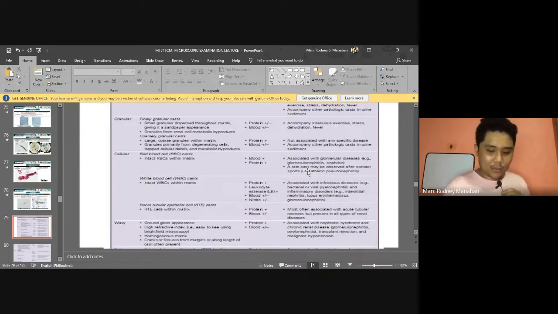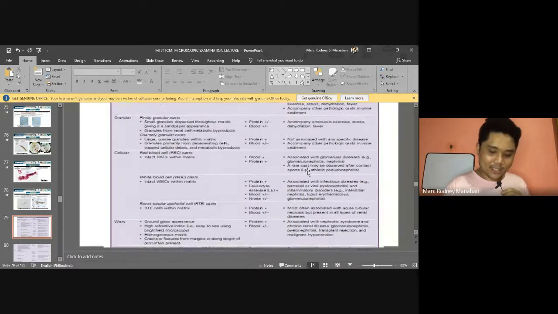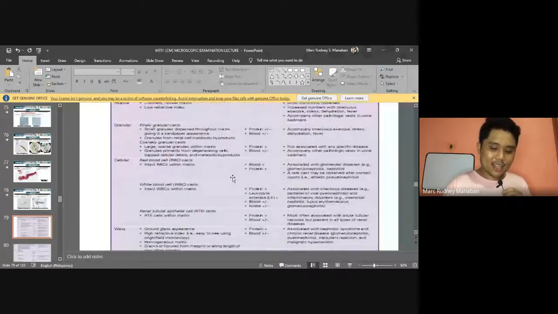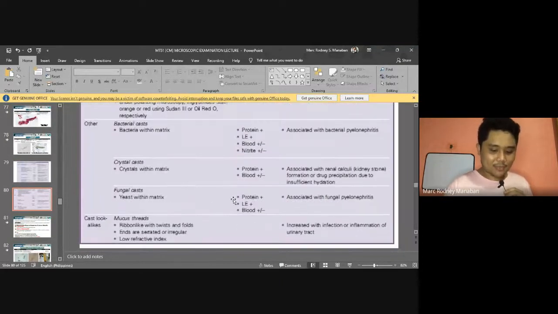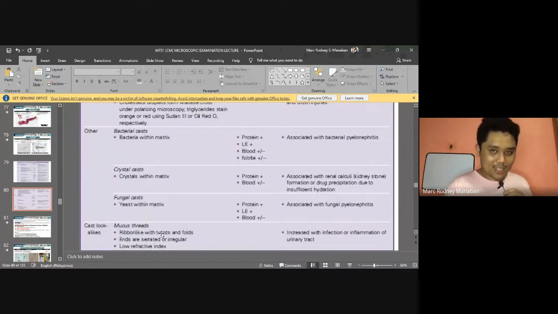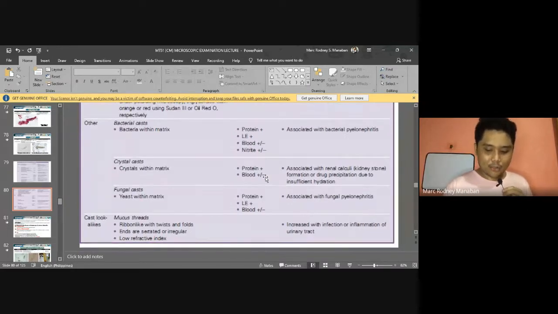I will post this. This is from Brunzel. So this is the summary of the possible chemical exam correlations. And here are the other casts. It can also be a fungal cast, but it is not very common, if the cause of the pyelonephritis is fungal. Alright? So I'll post this after our lecture.